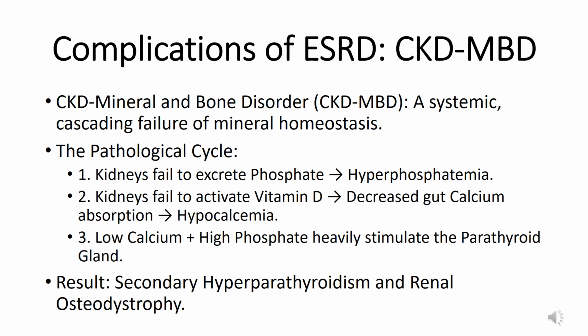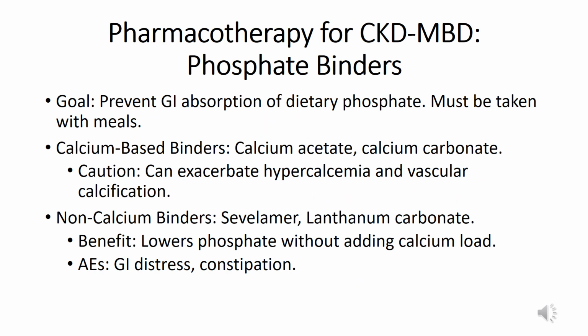CKD mineral and bone disorder shows how kidney failure affects far more than filtration. It is a systemic disease of mineral and hormonal imbalance. In chronic kidney disease, mineral and bone disorder, controlling phosphate is a key treatment goal. Because when phosphate rises, the whole mineral balance shifts. Calcium drops, parathyroid hormone rises, and bone disease progresses.